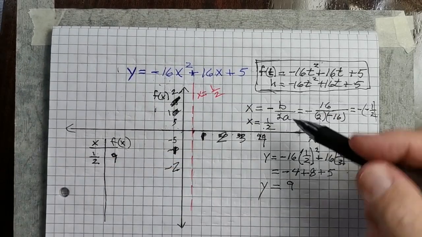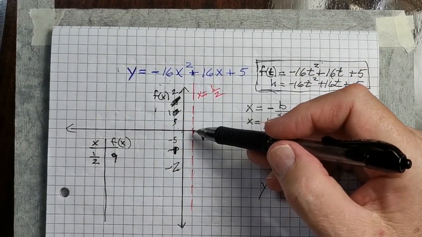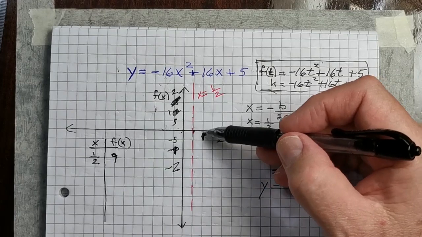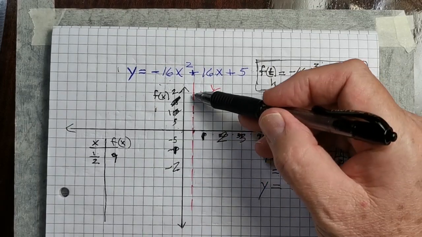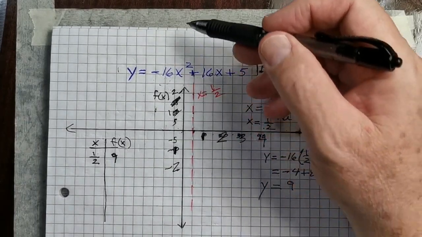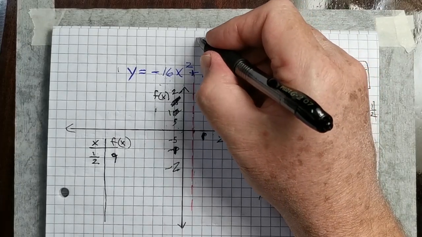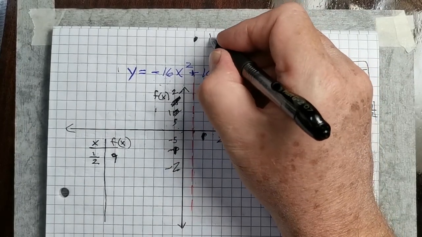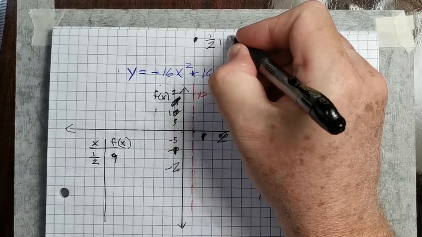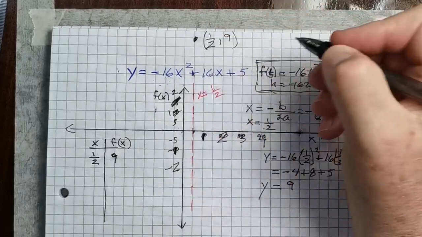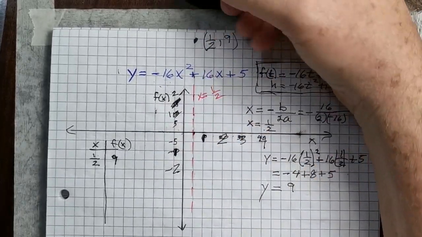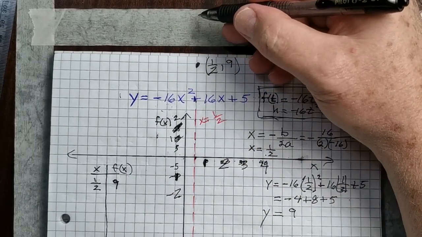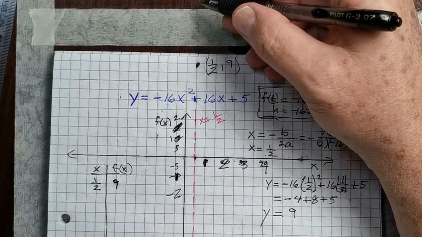Now, this is exceptionally difficult to graph. So if this is 1, and this is 2, and this is 3, I'm not going to get it on here, but somewhere way up here, we have 1/2, comma, 9. That's our vertex. It's actually outside of the view of the camera. It's way up here. 9, way up here.